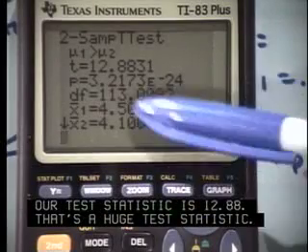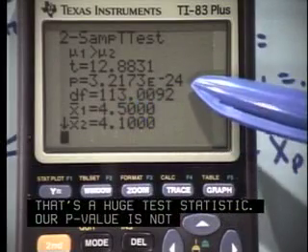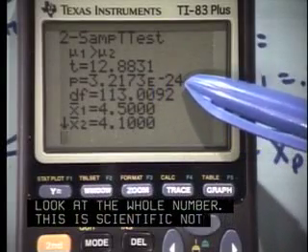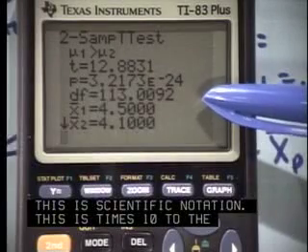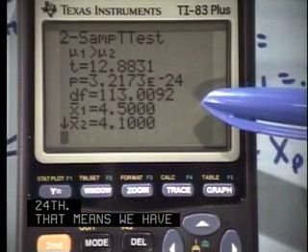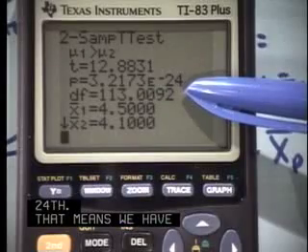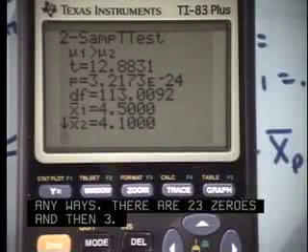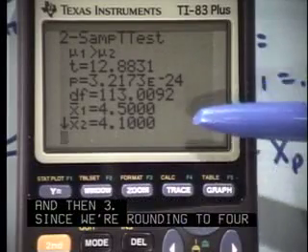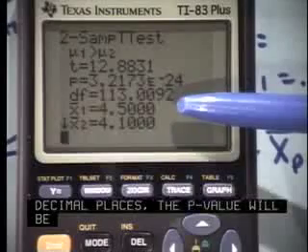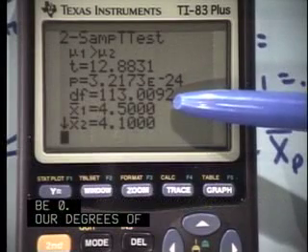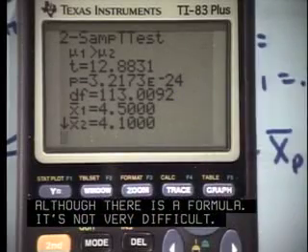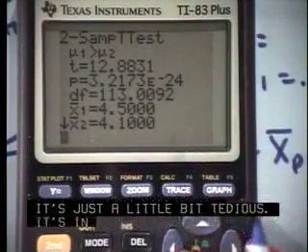Our p-value is not 3.21. Look at the whole number. This is scientific notation. This is times 10 to the negative 24th. That means we have 0.00000000, anyways, there are 23 zeros and then 3. And since we're rounding to 4 decimal places, the p-value will be 0. Our degrees of freedom, the calculator will figure out, although there is a formula. It's not very difficult. It's just a little bit tedious. It's in your textbook.